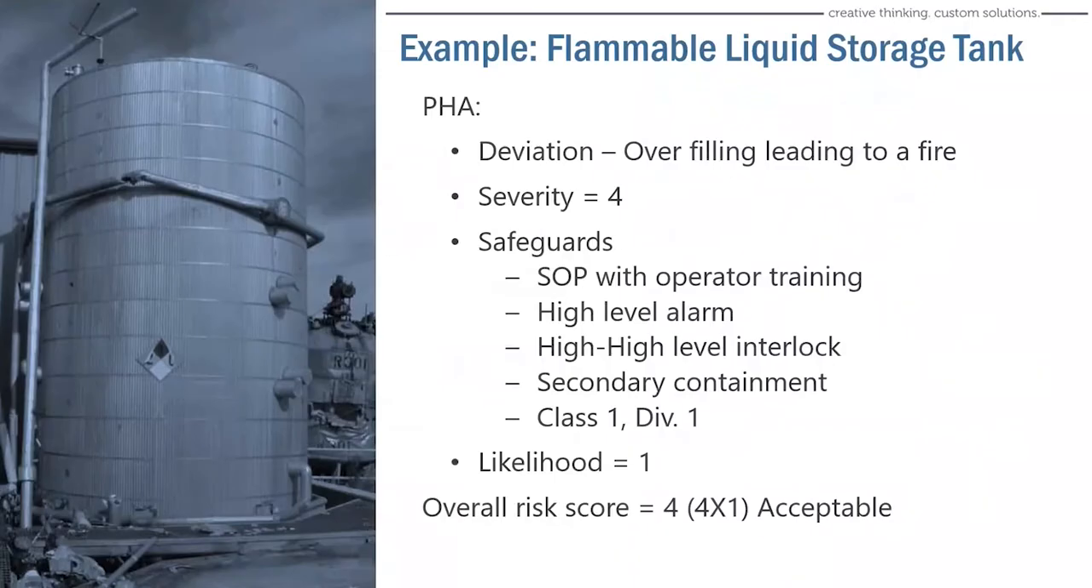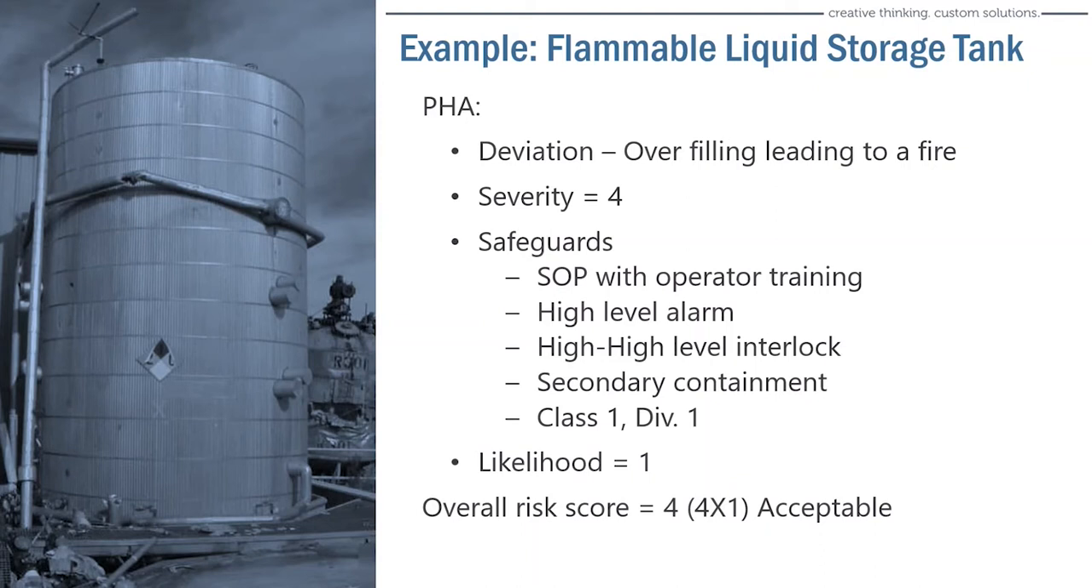Let me go through a little example here because I tend to like examples, and I'm going to refer to this one a few times during the presentation, so hopefully this will sit well with you folks. Let's look at a typical PHA type of deviation. Here we have a flammable liquid storage tank. Let's say a flammable liquid of concern is acetone. And this is, for lack of a better word, a day tank. Say it maybe holds 500 pounds of acetone.